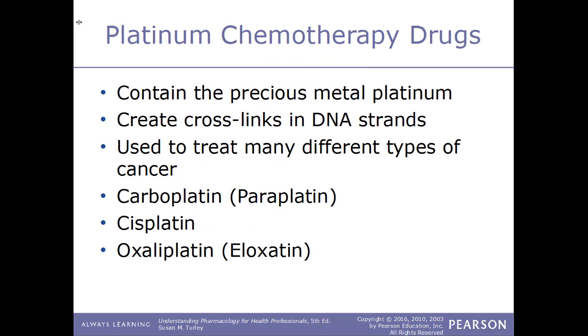Another kind of chemotherapy drug that we'll talk about are the platinum chemotherapy drugs. And this will contain the precious metal platinum. And this will create crosslinks within the DNA strands. This is used to treat many different kinds of cancers. And some examples of a platinum chemotherapy drug would include carboplatin, also known by the trade name Paraplatin, cisplatin, and oxaliplatin, also known by its trade name Eloxatin.